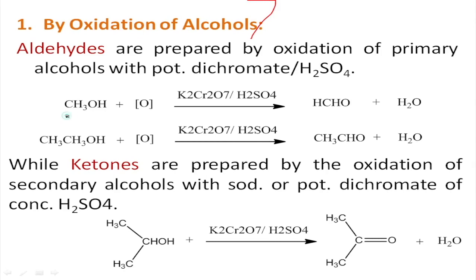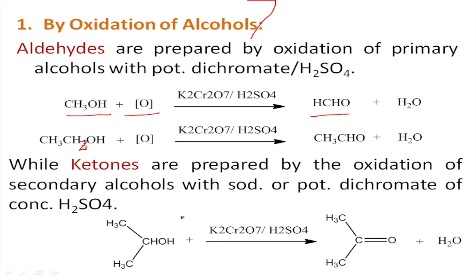So CH3OH, with oxygen, you get formaldehyde. CH3CH2OH, ethanol, plus addition of oxygen, you get CH3CHO, acetaldehyde. While ketones are prepared by the oxidation of secondary alcohols with sodium or potassium dichromate and concentrated sulfuric acid.